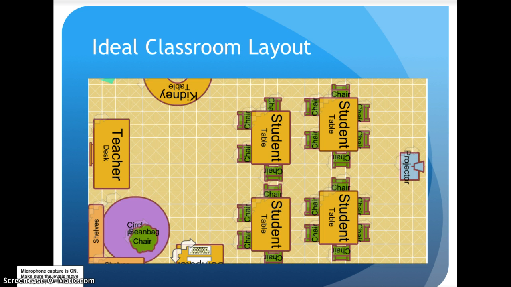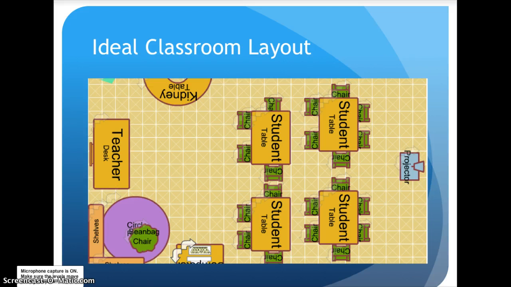So my ideal classroom layout, as you can see, I'd hope to have the students grouped at tables with 4 to 6 students per table. I think this builds that collaborative learning environment that I hope to have, and it also allows students to learn from their peers and have the opportunity to interact with their peers on a daily basis.